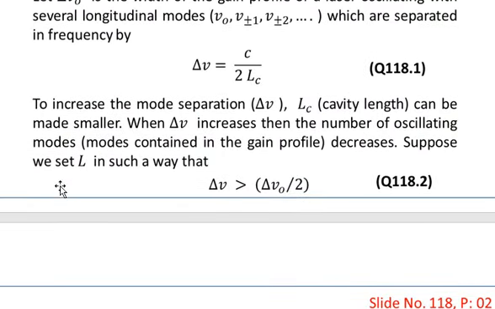Suppose that now we set the value of L. Here L means LC. So now we set the laser cavity length in such a way that delta nu is greater than delta nu naught by 2. Delta nu naught, you know, is the width of the gain profile at its half maximum. And if you take the half width of delta nu naught, and if your delta nu, that is the separation between the modes, is greater than that, then what will happen?